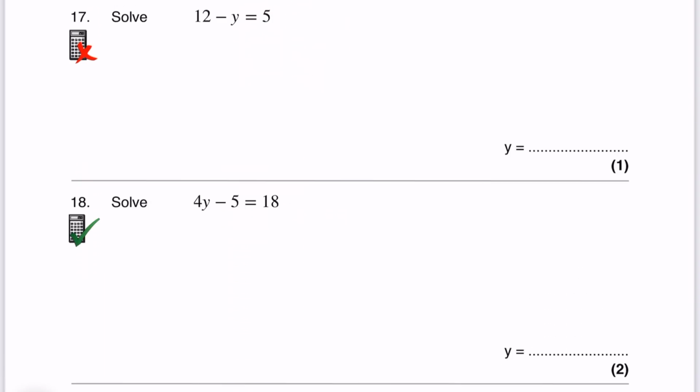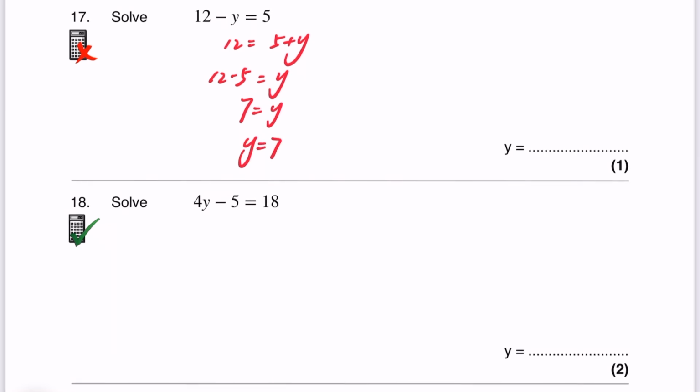For question 17, it seems that we need to do a rearrangement. 12 equals 5 plus y. To be honest, I don't have to do this first step of rearrangement, but I would prefer doing this because after the rearrangement, I get rid of the minus sign in front of y, turning it into a plus y on the right-hand side, just to simplify the situation a bit. 12 minus 5 equals y, 7 equals y, and the answer is y equals 7.